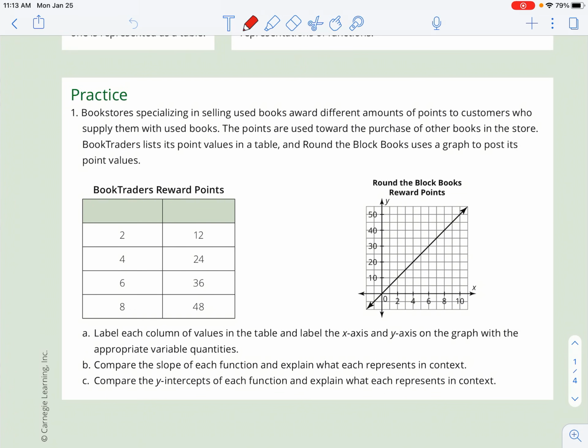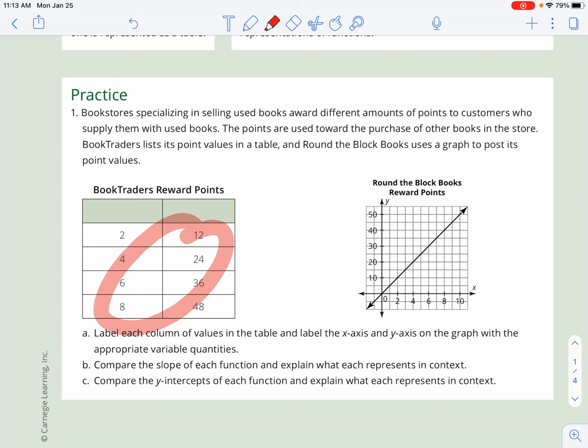Okay, practice number 1. Bookstores specializing in selling used books award different amounts of points to customers who supply them with used books. The points are used towards the purchase of other books in the store. Book traders list point values in a table, and Round the Block Books uses a graph to post its point values. So we got two different stores here.